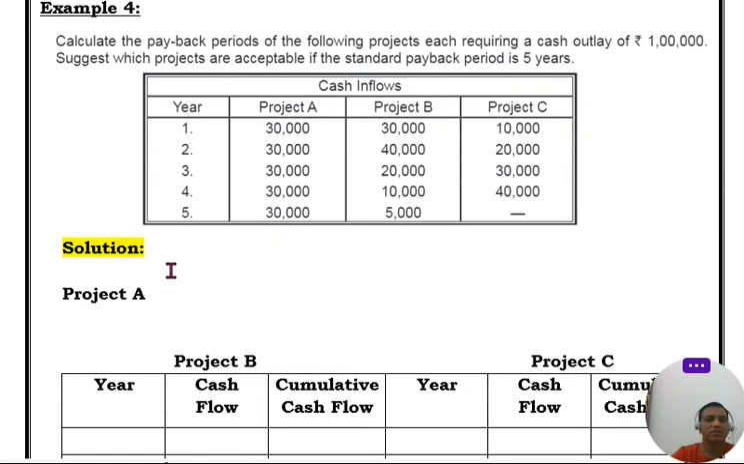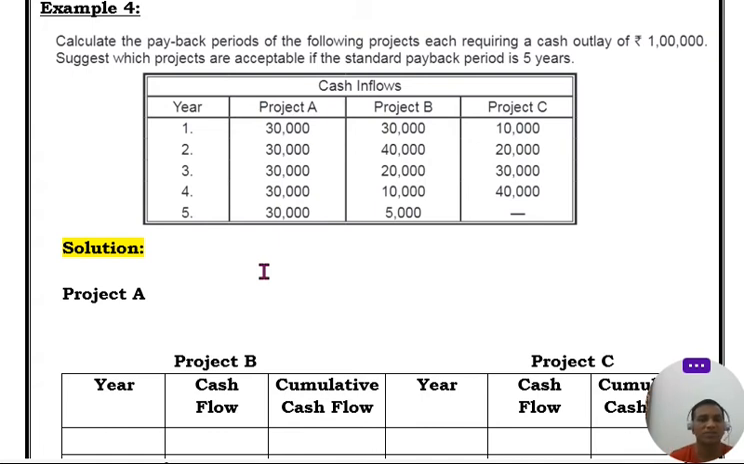Okay, here three projects are there. Calculate the payback period of the following projects, each requiring a cash outlay of 100,000. Suggest which project is acceptable if the standard payback period is 5 years. So here the cost of the project is the same for all three projects, 100,000, and you have to take a decision on which project is acceptable, but the standard payback period is also given here, 5 years. First of all, cost of the project, cash outlay 100,000 each project.